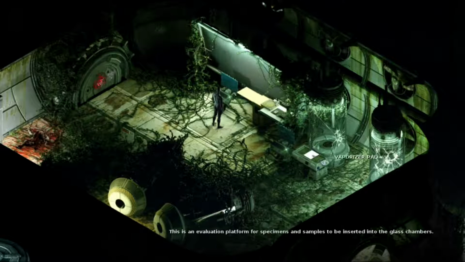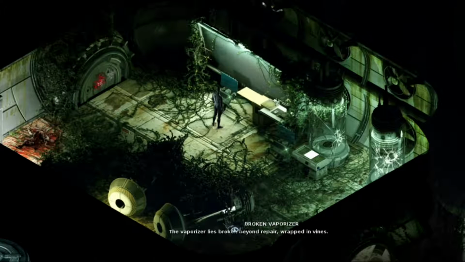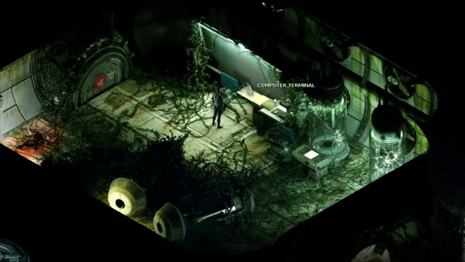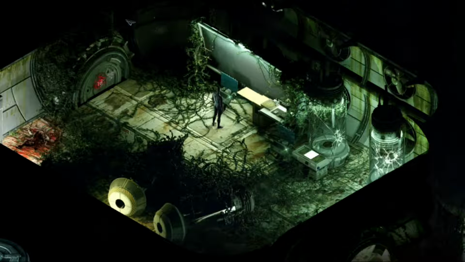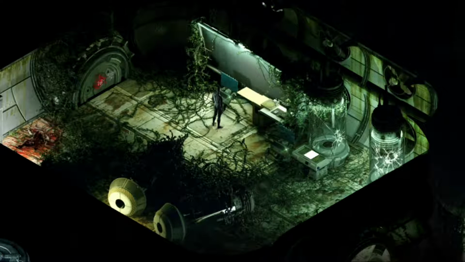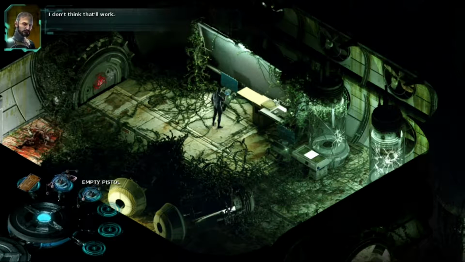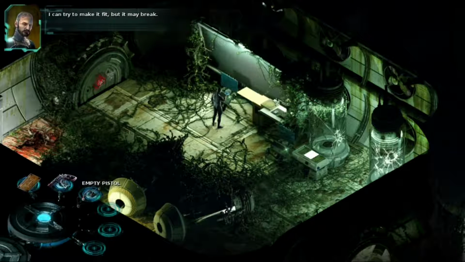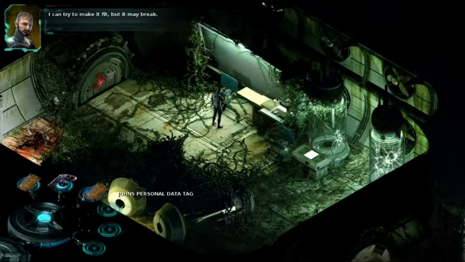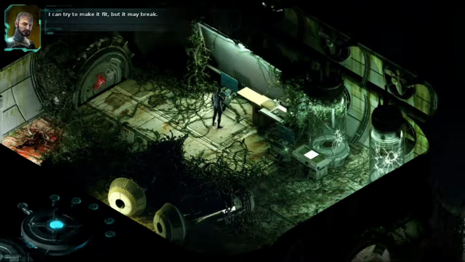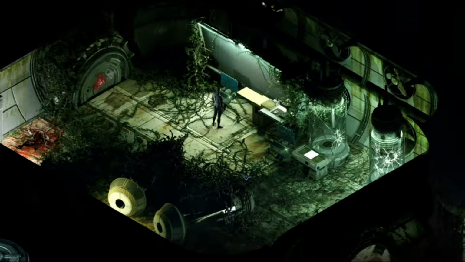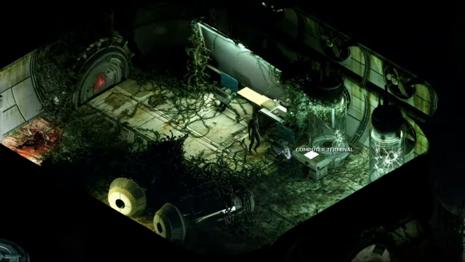Okay, so that is that. So, lock door. What can we do with this? I don't think we can combine this, that'll work. No? I can try to make it fit, but it may break. No, we cannot combine any of these. We gotta try that. So this is another computer terminal. Let's see what's up.